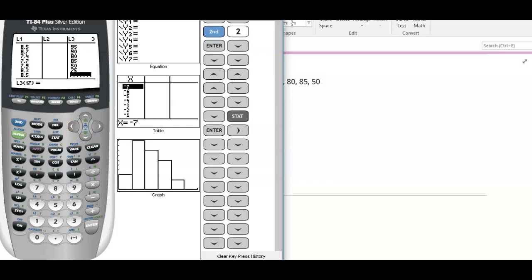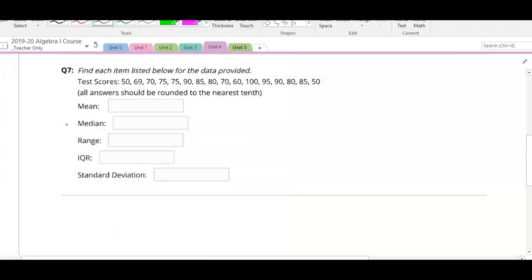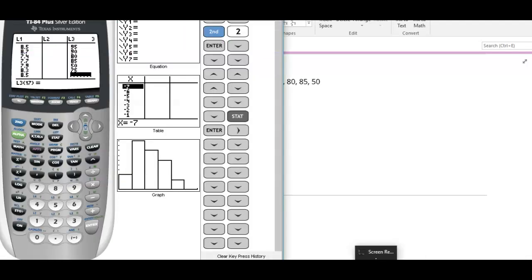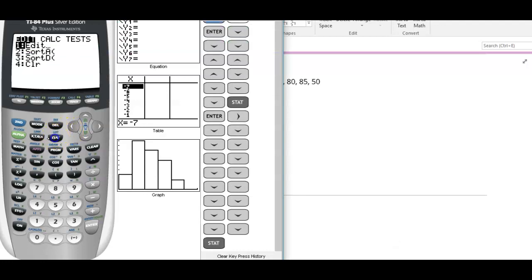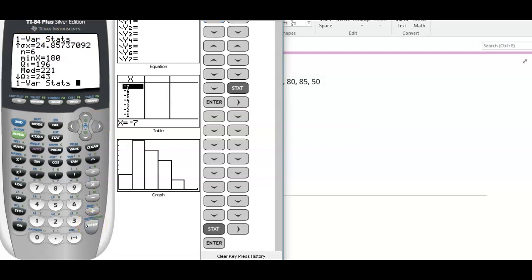Feel free to pause the video and enter those 16 numbers. Now that you have the numbers entered, we're going to tell the calculator to figure out the mean, median, range, interquartile range, and the standard deviation for this list of data. We're going to press Stat. We're going to go over to Calculate. Option 1 again, one variable statistics. I need to tell my calculator what list to use. Mine was in list 3.